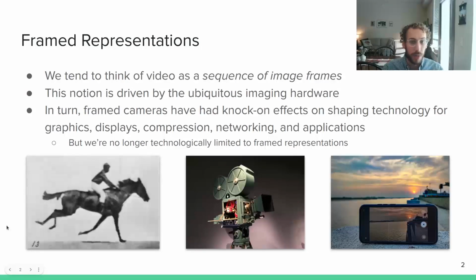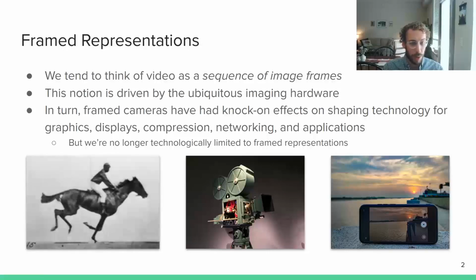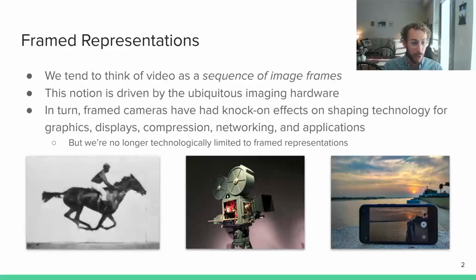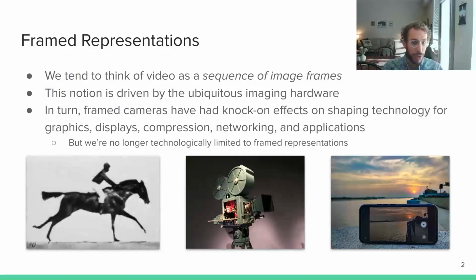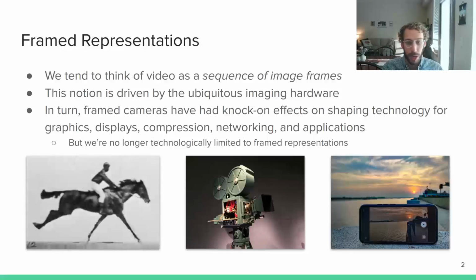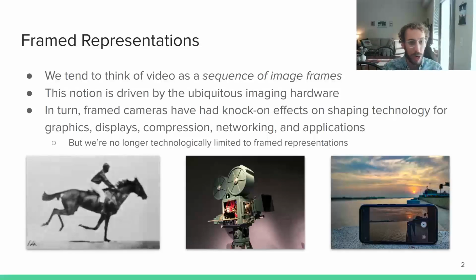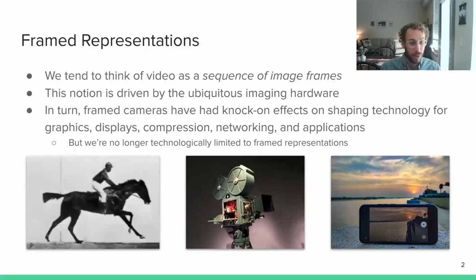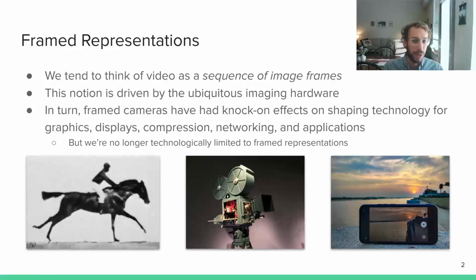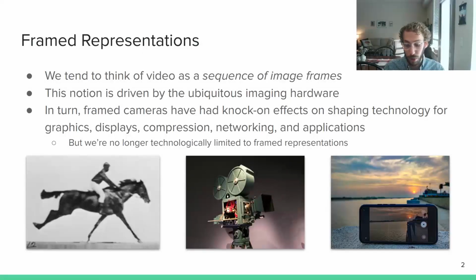Now, to begin, let's talk about what we mean by a video representation. Traditionally, when we're talking about video, we are referring to a sequence of discrete image frames. Each frame is just an independent image, and a video is just playing back a sequence of those images back to back. This has been shaped by ubiquitous imaging hardware. Every camera up to this point has captured video in this way, but we argue that we're no longer technologically limited to this sort of representation for video processing applications.